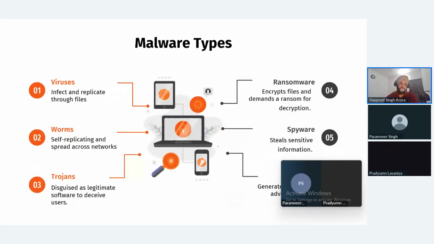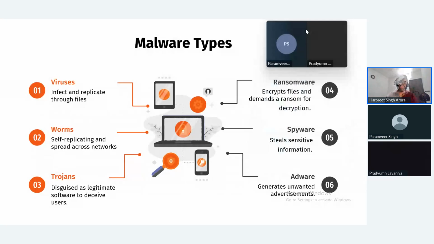Malware includes worms, trojans, ransomware, spyware, and adware. When we talk about viruses, they infect and replicate through files. If one system gets infected, other systems are equally in danger because they replicate through files. Worms are self-replicating and spread across networks. Trojans are disguised as actual software, but they have some payloads. The malicious thing inside that packet is called the payload.